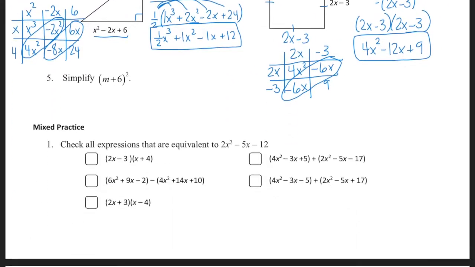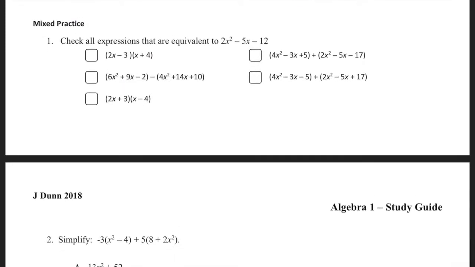Alrighty. Now we get down to some mixed practice. Check all expressions that are equivalent to 2x squared minus 5x minus 12. So for these, you would have to work out all 5 of these. I can do it if you'd like. I don't really have a lot of space on here. I think I'll just check off the ones that are correct, and then if you wanted to see one worked out, you can ask me later.